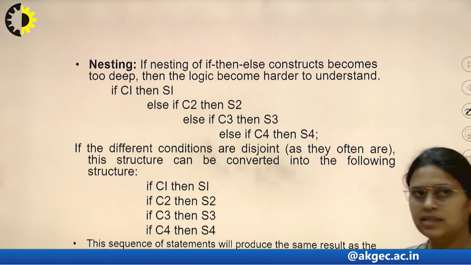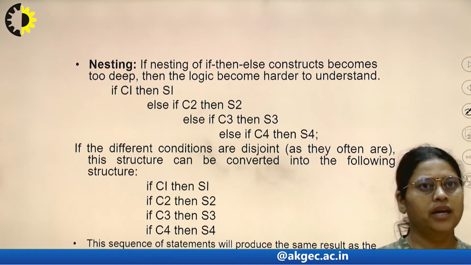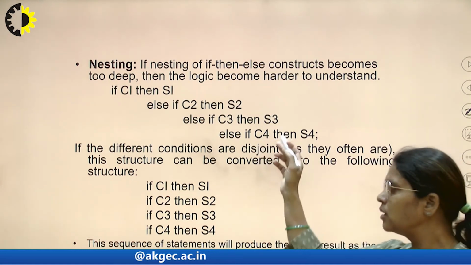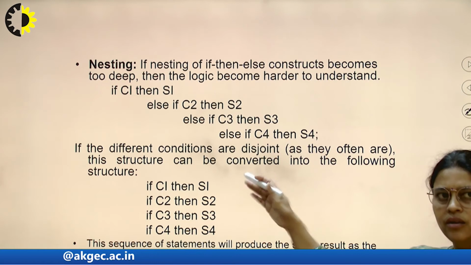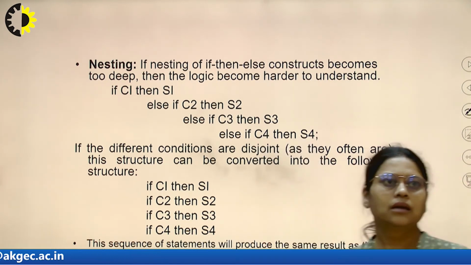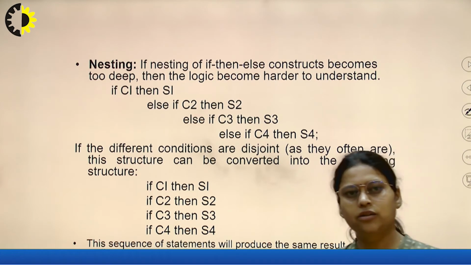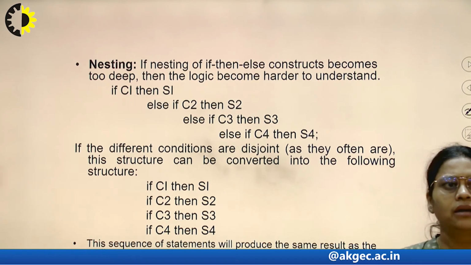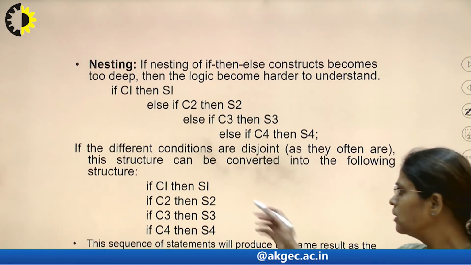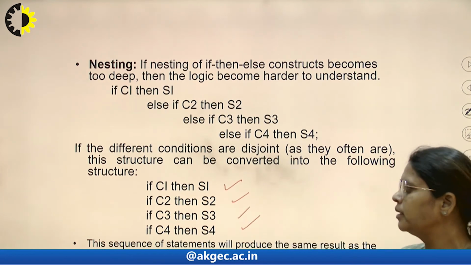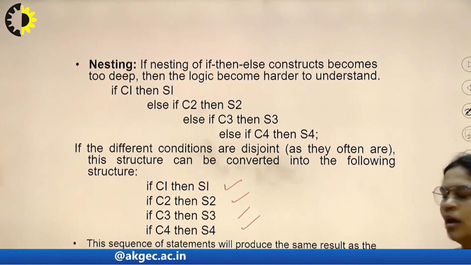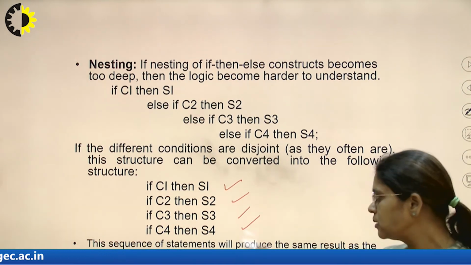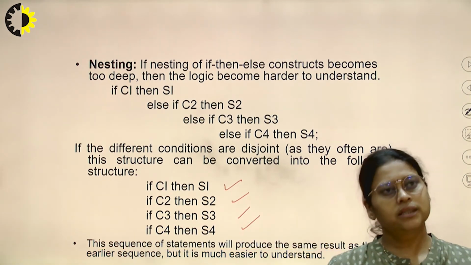We also consider the nesting. If nesting of if then else constructs becomes too deep, then the logic is harder to understand. As we have seen in this example, with multiple nested ifs, it looks like very complex code. If the different conditions are disjoint, this structure can be converted into the following. So we have to convert this structure into this format so it can be easily understood. This sequence of statements will produce the same result as the earlier sequence, but it is much easier to understand than the previous code.